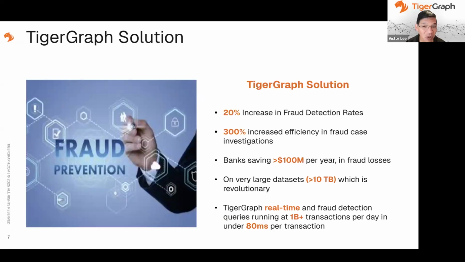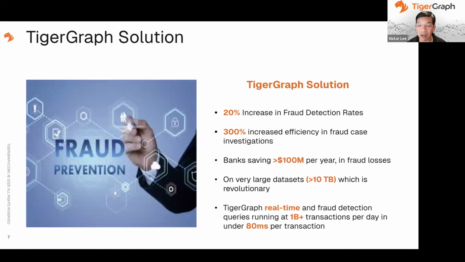We're saving them and we're saving you money by increasing their fraud detection by approximately 20%, increasing the efficiency of their investigative teams for things like money laundering or other types of fraud that aren't just split-second decisions but require some analysis afterwards, netting a savings across our customers of over $100 million a year.